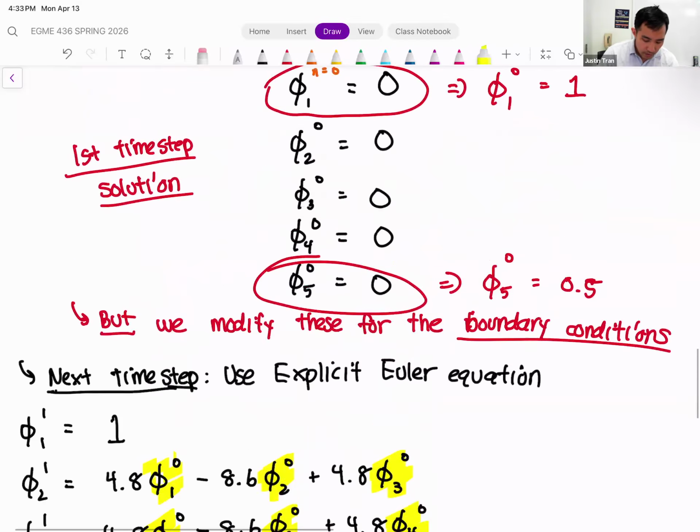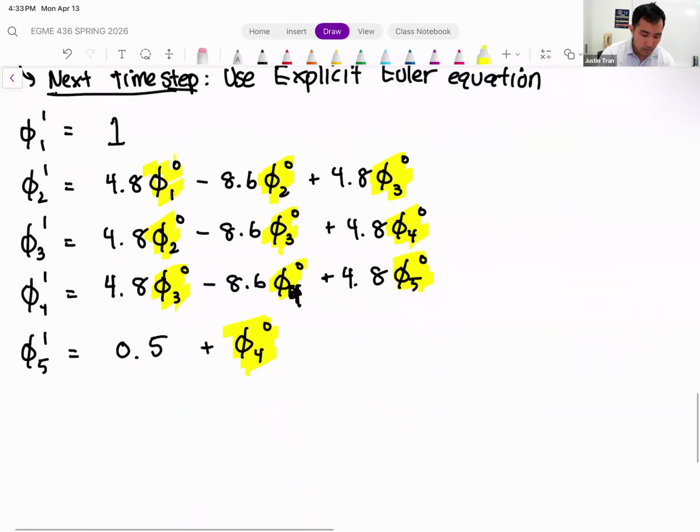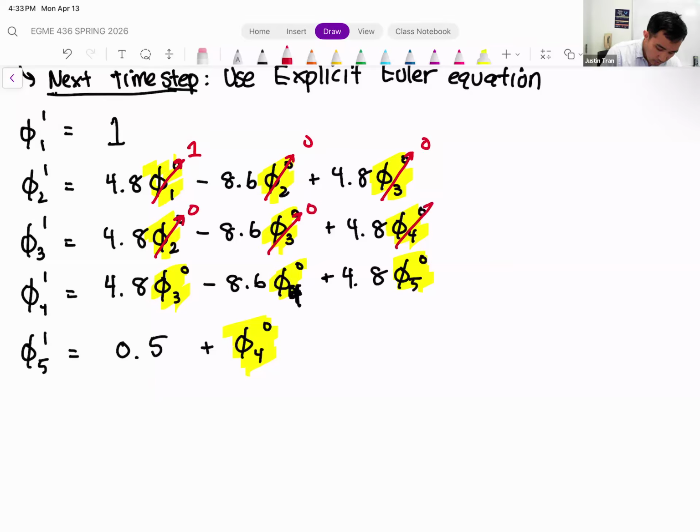Okay. So everything that we got here, we're going to plug in down here, right? So for instance, phi1 at time step 0, we know that this is 1. Phi2 at time step 0, this was 0. Phi3 at time step 0 is 0. Phi4, 0. Phi5, this was 0.5. Okay. This was also 0 here.